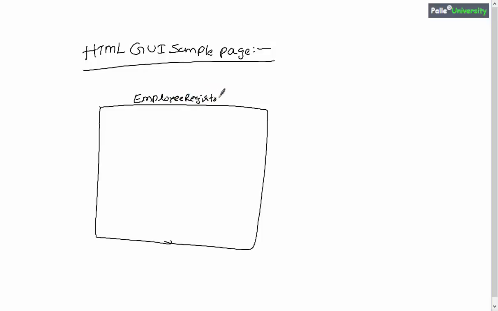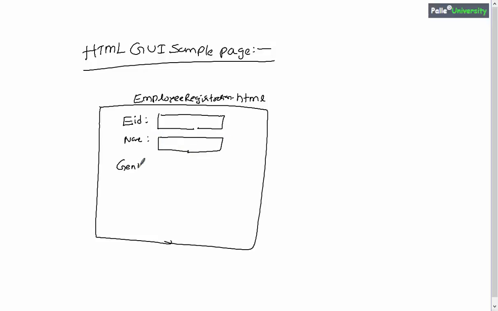employee registration.html. After this, we have to create EID and a text box, name and a text box, gender, male, female and others, right? After this, I would like to create a blood group with some checkboxes, maybe O positive, O negative, B positive, something like this, right?